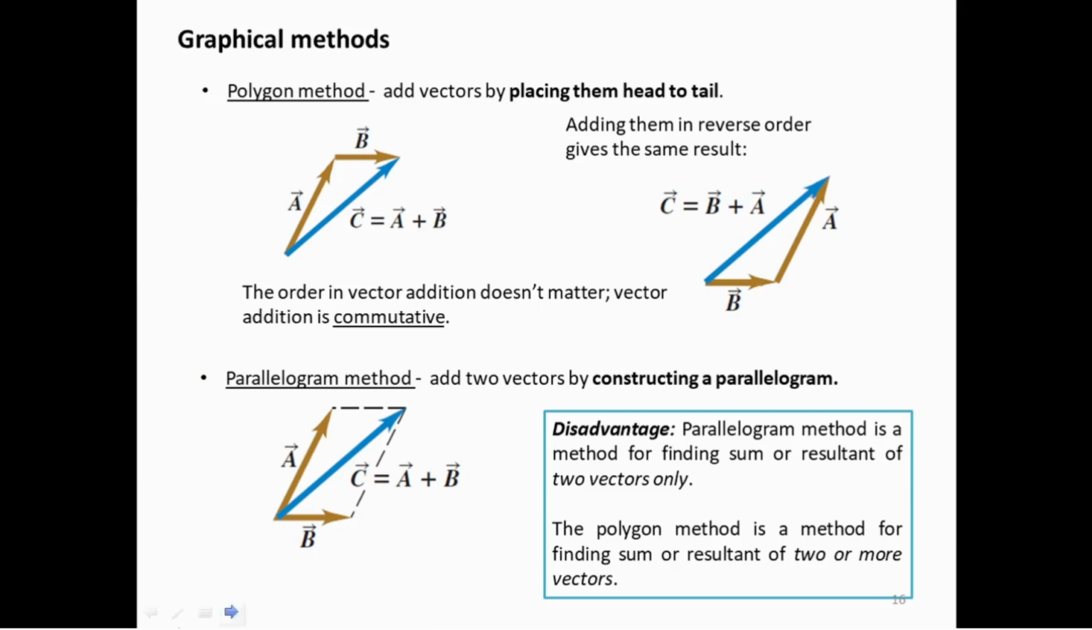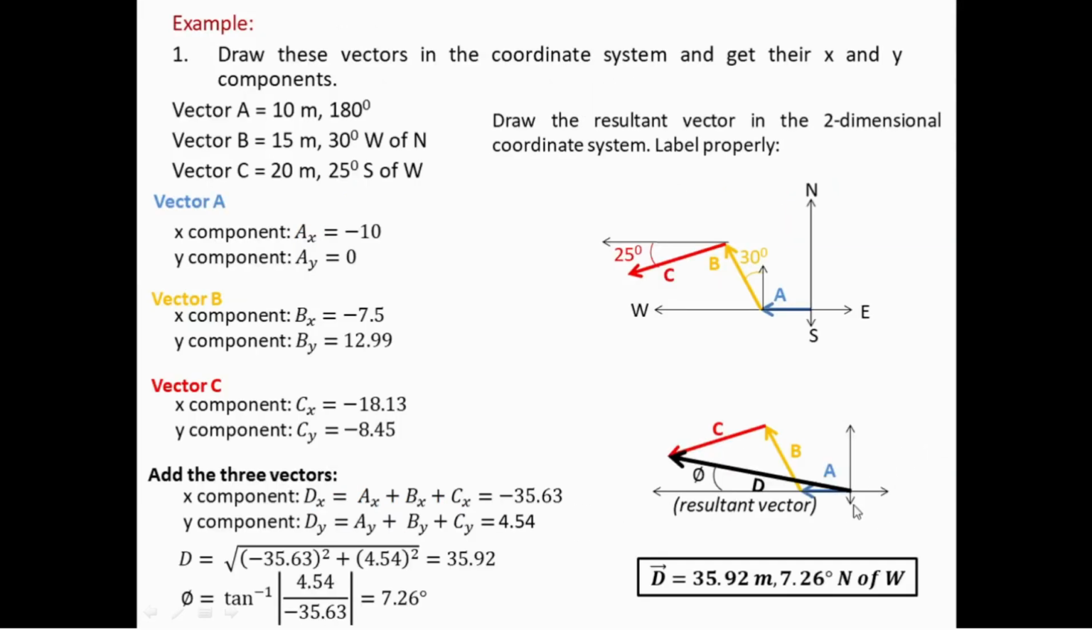So now let's proceed to the graphical methods. So we have two types of graphical methods. First is the polygon method, and then we also have the parallelogram method. So the polygon method is adding vectors by placing them head to tail. That is what you observed here.